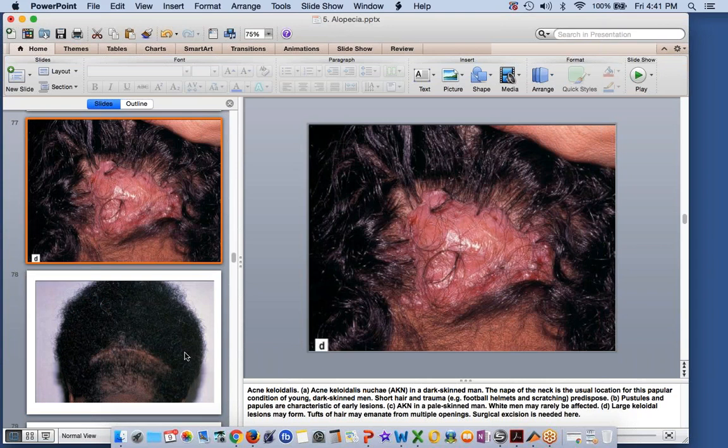This is a patient, I guess, of before and after, where sometimes they had a surgical procedure done to remove the acne keloidalis. So this whole area was cut out, and this is what you see. This linear scar from the surgery.